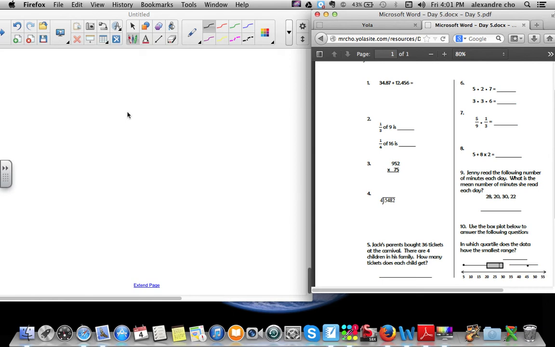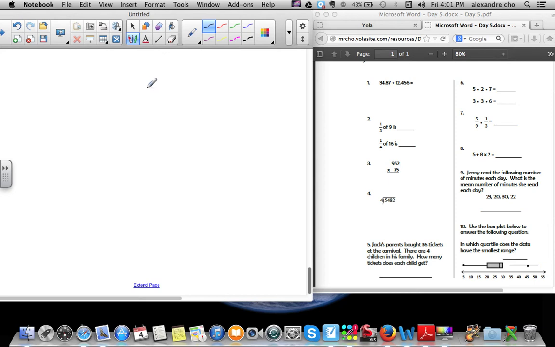5 times 2 times 7, that's 70. Okay, and then 3 times 3 is 9 times 6, 54. And then 5 over 9 times 1 over 3. It's a multiplication: numerator times numerator, 5 over 27, denominator times denominator. Simple order of operations, but nevertheless, is that a plus? So it's 5 plus 8 times 2, which gives you 16, plus 5, which gives you 21.